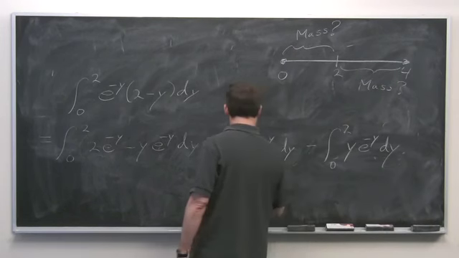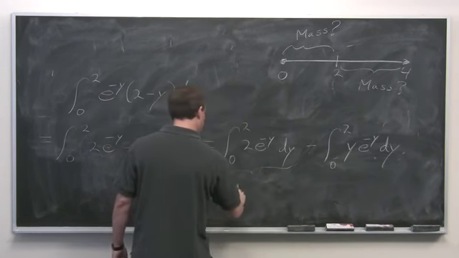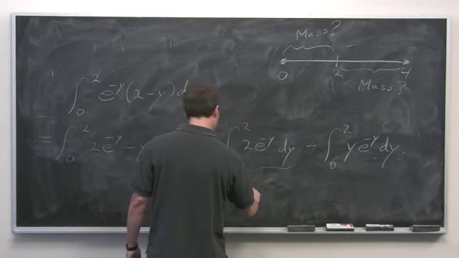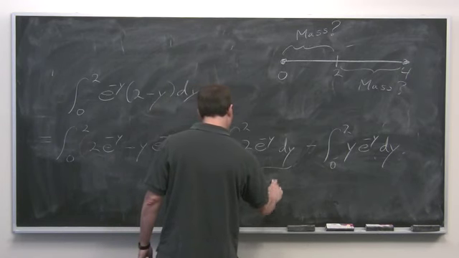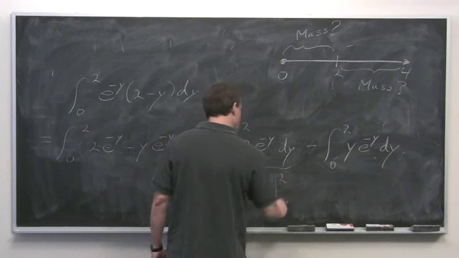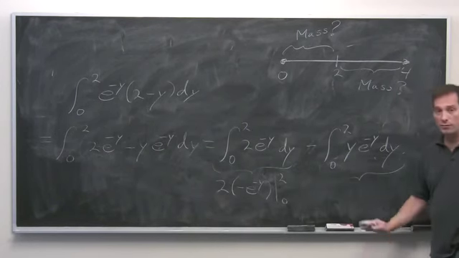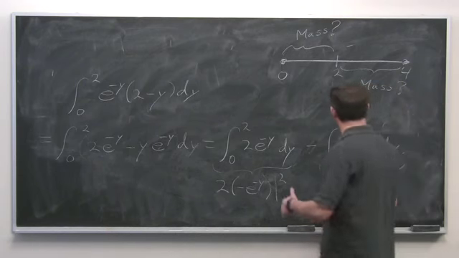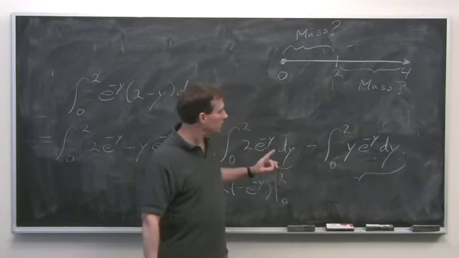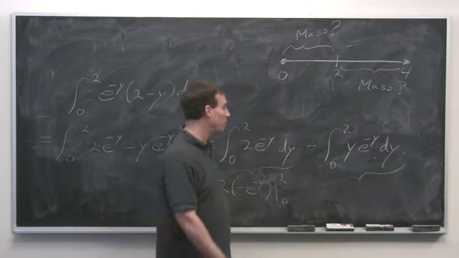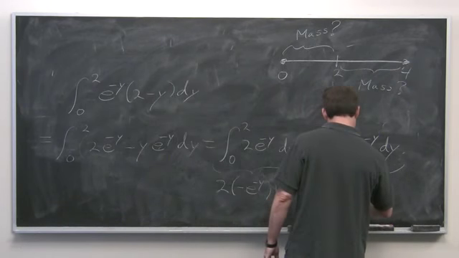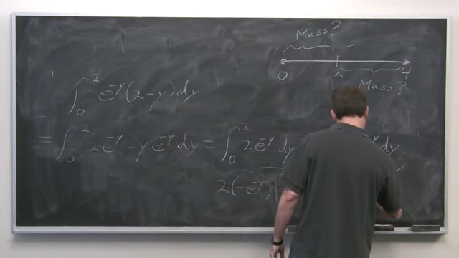So this is easy. An antiderivative of e to the minus y is minus e to the minus y. You just pull the 2 out. You evaluate from 0 to 2. So that part's easy. How do you do this integral? Hopefully, if you look at this for a few minutes, you'll remember our techniques of integration. You do this by parts.